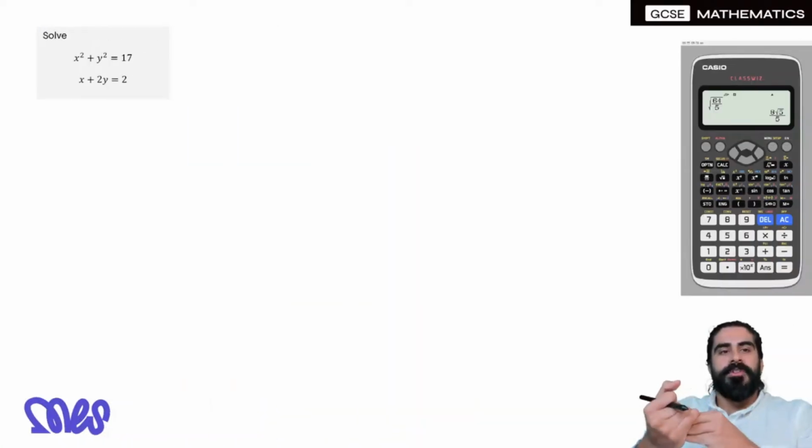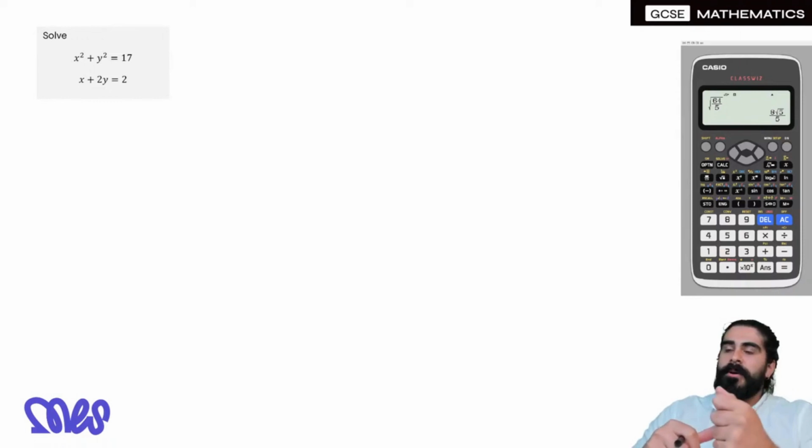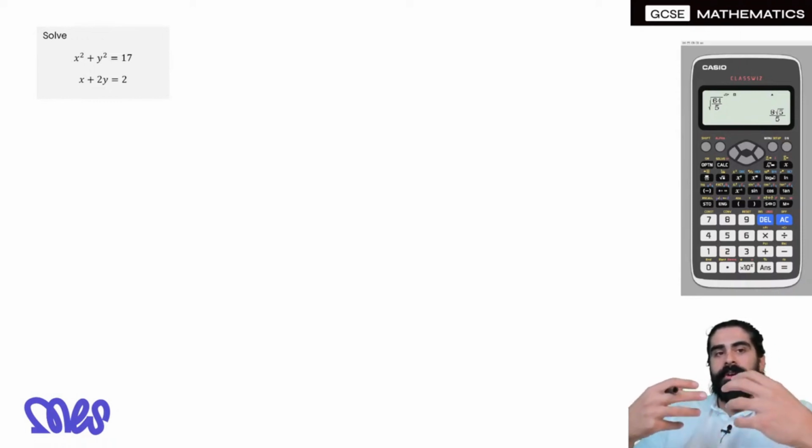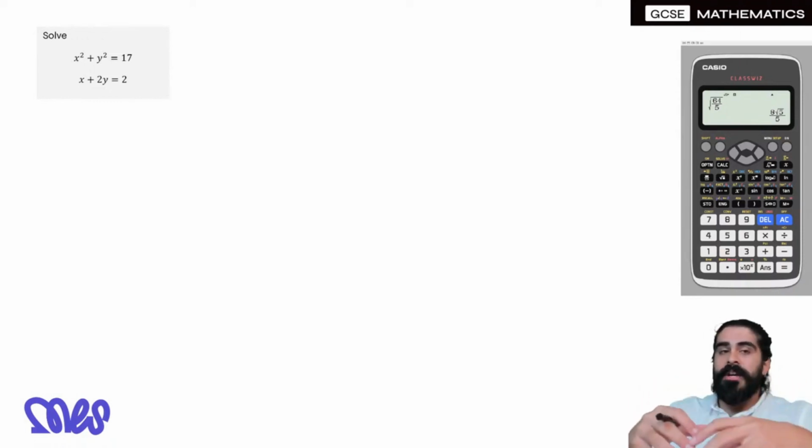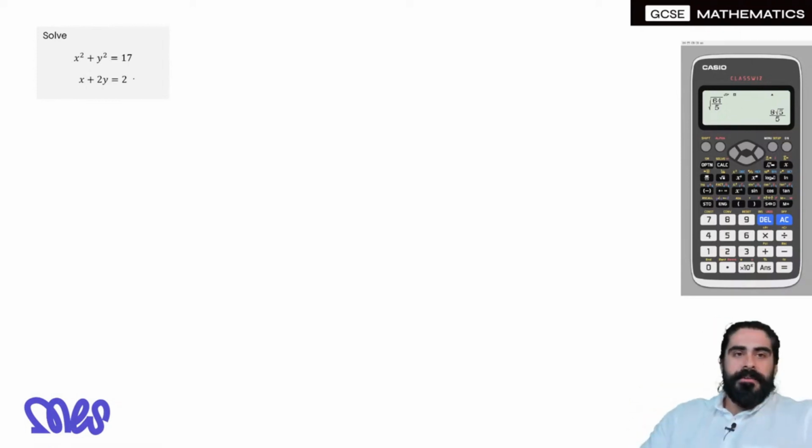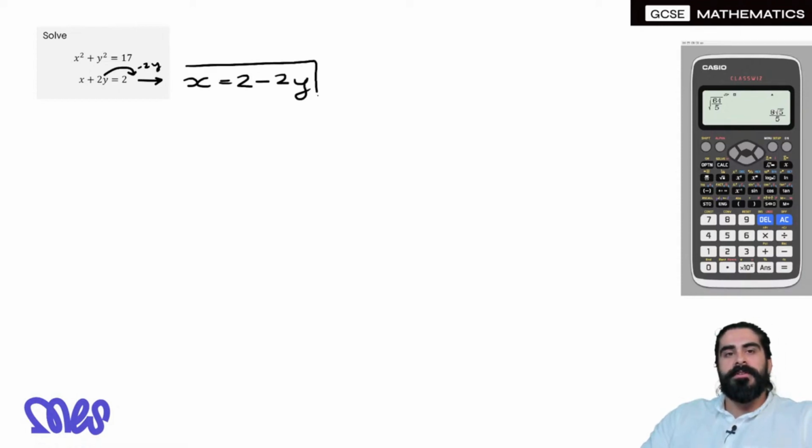So let's try again. Solve x squared plus y squared is 17 and x plus 2y is 2. Now, in terms of your subject equation, always rearrange or use the equation where there's no squares in it. So for this second equation, the 2y is just going to go over to become minus 2y. So you're going to get x equals 2 minus 2y. I like to put a box around this. It reminds me that this is the subject equation. Then you take that and sub that value into the other equation.